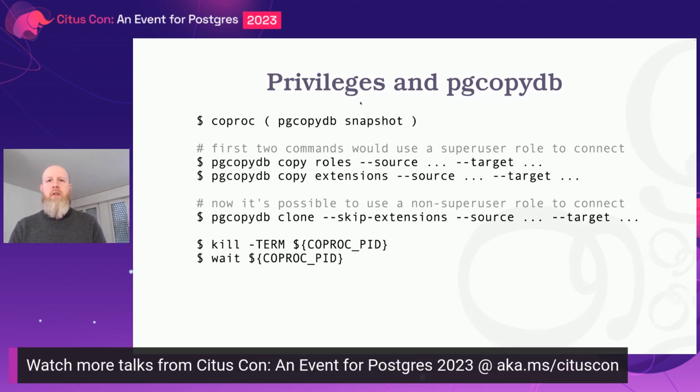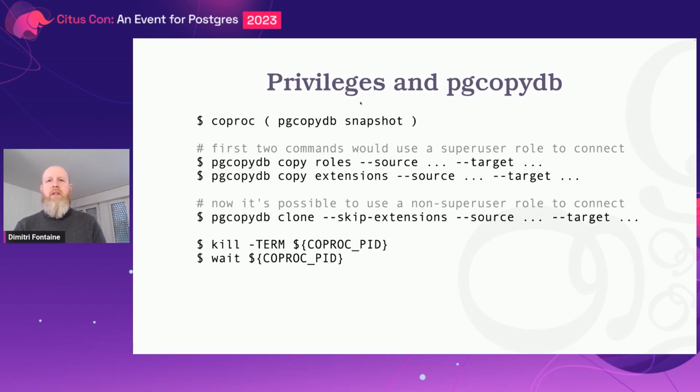So you could do it on your own separately, but you can also use pgcopydb copy roles. This command will do exactly just that, and that command could be used with a superuser connection string. And then you can do the same for extensions. And now the rest of the system doesn't need to be superuser. So you could use pgcopydb clone, but then you need to say that you want to skip the extensions because you've done it before already. And that is all there is to it.